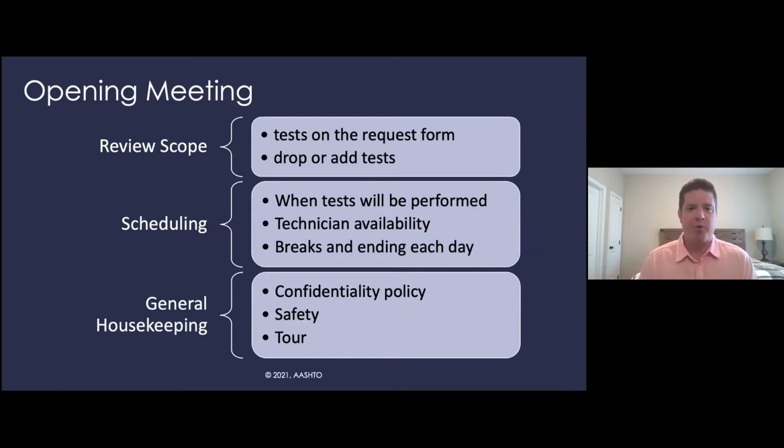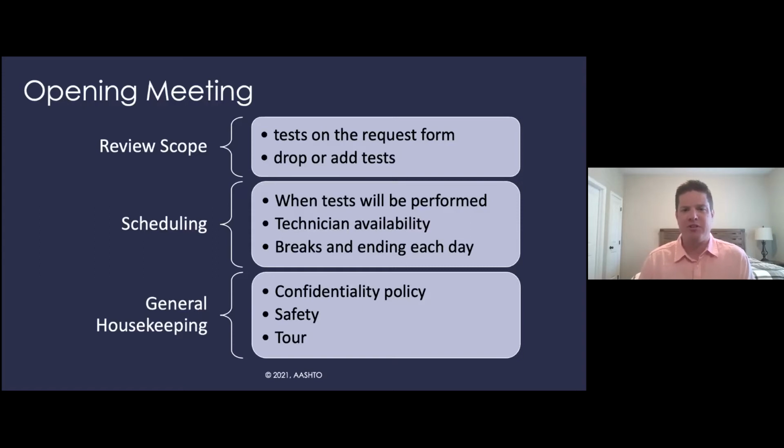This is the time where we're going to review the scope. We're going to sit down and show you the request form and go over each of the tests to make sure that we're going to be assessing you for the test that you want to be accredited for. We'll go over any tests that you might want to drop or add. We can also do that as the assessment goes on, but this is a great time to catch those things. You might say, oh no, I forgot to add this test, or oh no, I definitely don't want to drop this test. I don't want to lose my accreditation for that.